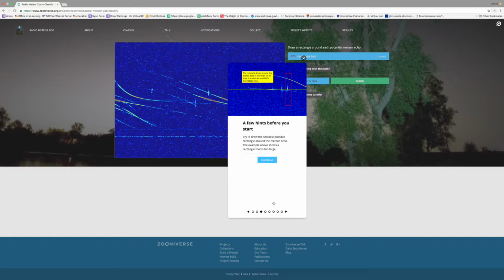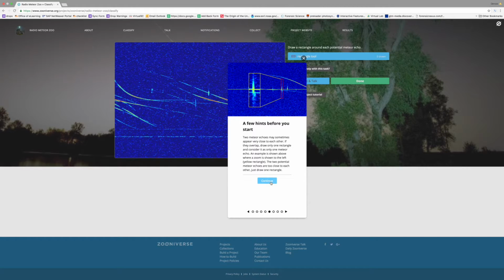A few hints before we get started. Try to draw the smallest possible rectangle around the meteor echo. The example above shows a rectangle that's too large. You can see how it's just this one little area here, and that rectangle is too large. Be sure to include the entire meteor from the top to the bottom. You can see that there's a piece of it missing there.